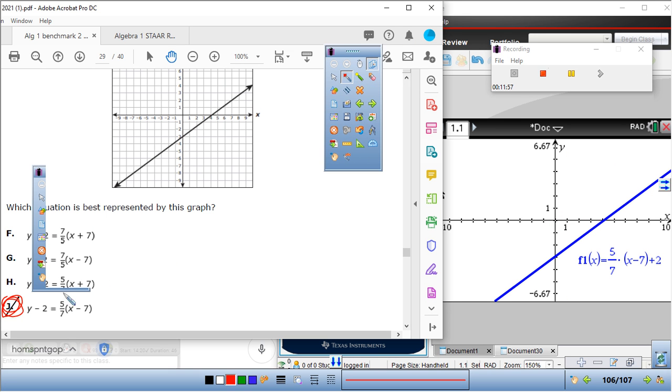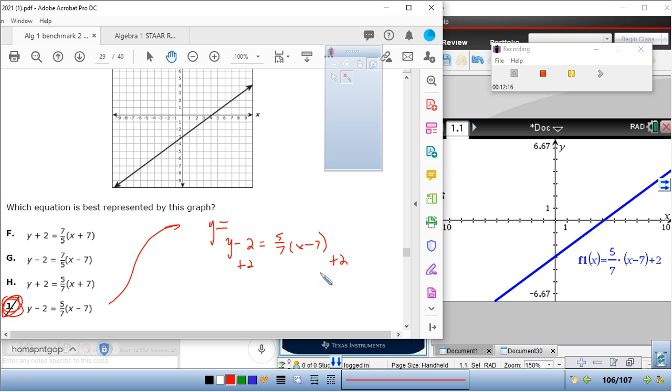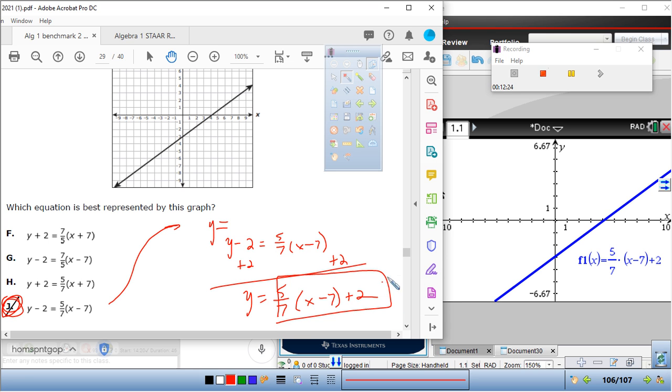Good job. So to get these guys to graph them, you want to come out here and get it where it's y equals. So for that one right there, you have y minus 2 is equal to 5/7 x minus 7. You want to add 2. Y is equal to 5/7 x minus 7 plus 2. When you graph this, you get this on the calculator, which is exactly that one right there.